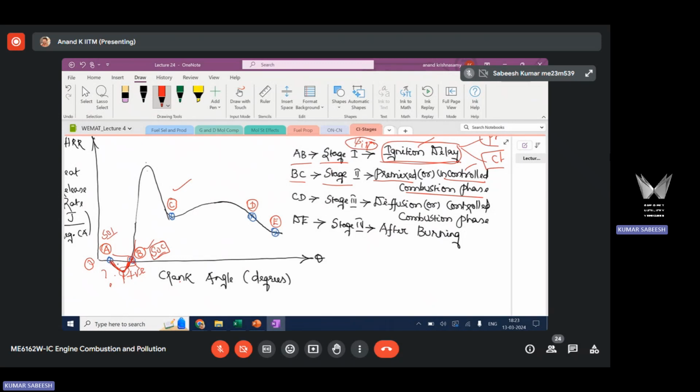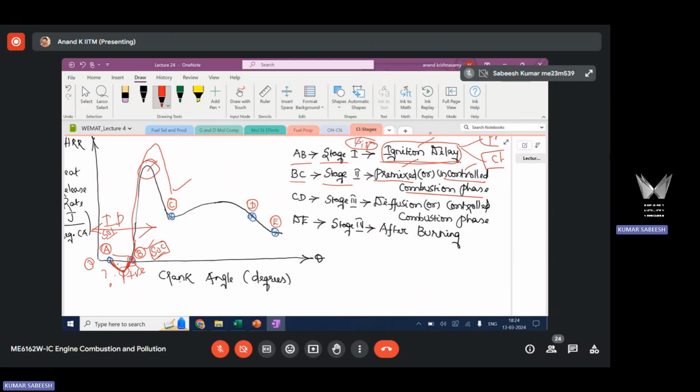The energy release during this stage depends on what? Time interval, sir. Is it primarily dependent on the delay time? Yes, sir, of course. So when you have a longer delay time, this is ignition delay, you will have a more intense premix phase. So this will be further higher.